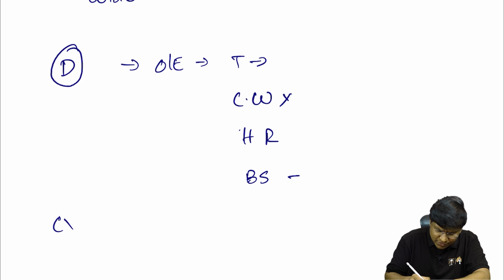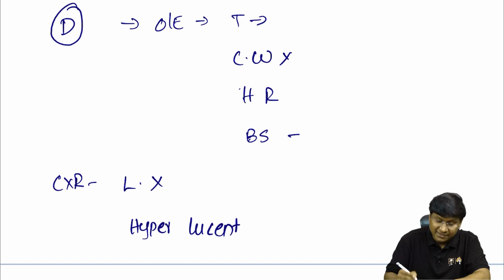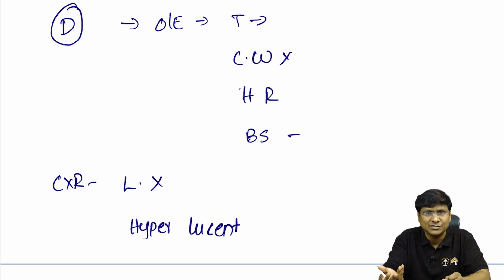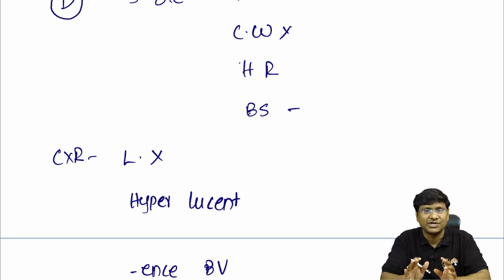Then how will you diagnose this? That is by chest x-ray. The chest x-ray will show that the lung is completely collapsed. You will have hyperlucent lung fields because the lung is collapsed, and there is absence of bronchovascular markings. That is what you will observe in the chest x-ray, and chest x-ray is the first line investigation.